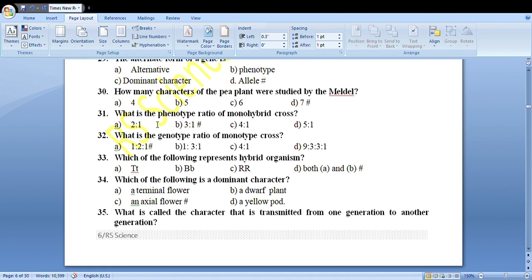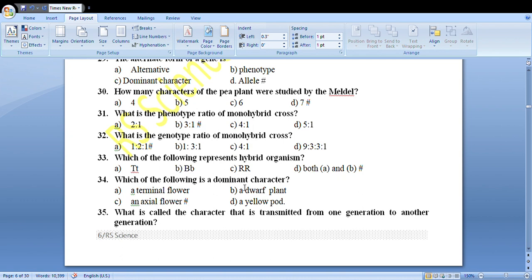What is the phenotype ratio of a monohybrid cross? Obviously 3:1. What is the genotype ratio of a monohybrid cross? 1:2:1 is the correct answer. Which of the following represents a hybrid organism? A hybrid contains both characters, dominant and recessive. Here also dominant and recessive, capital and small. So these two are correct. It means both A and B are correct.